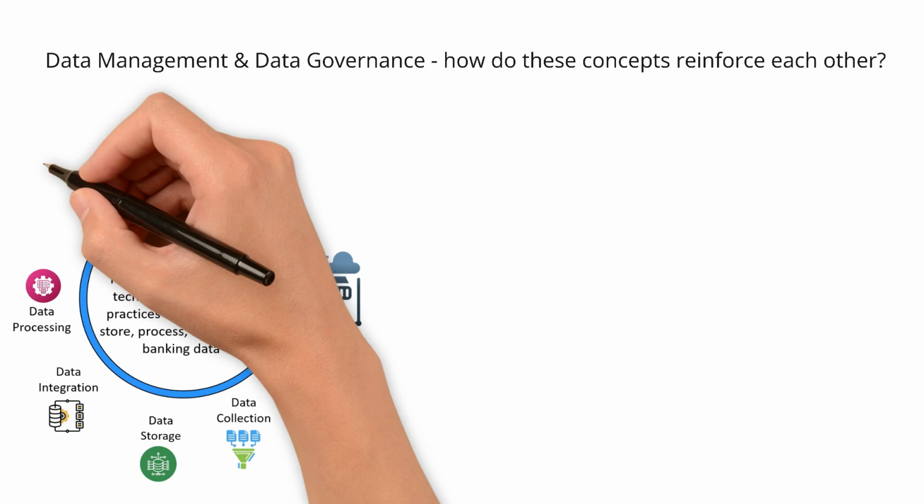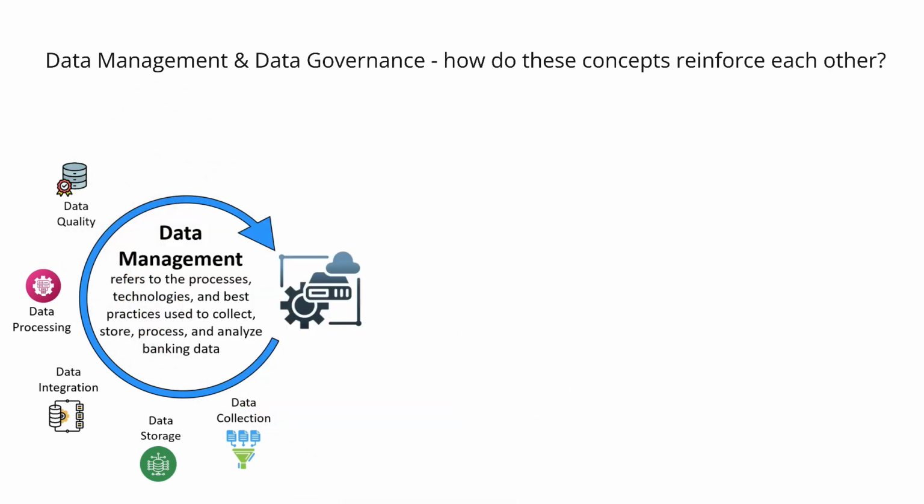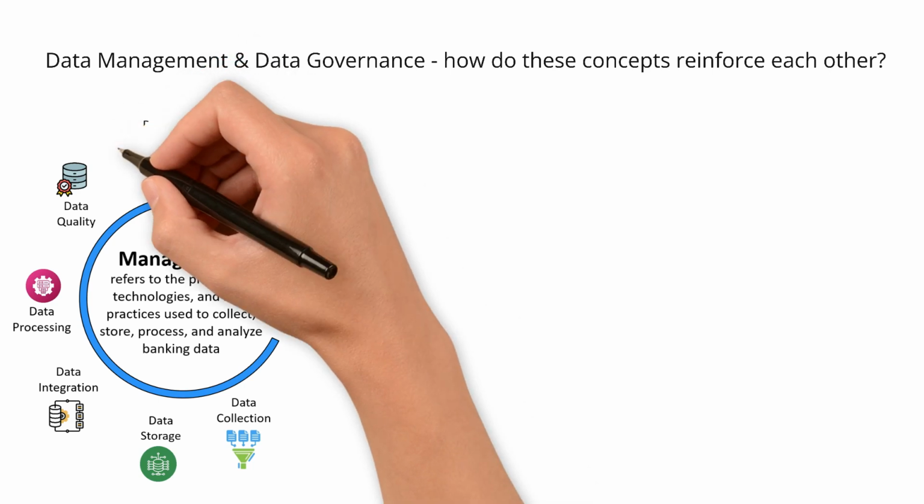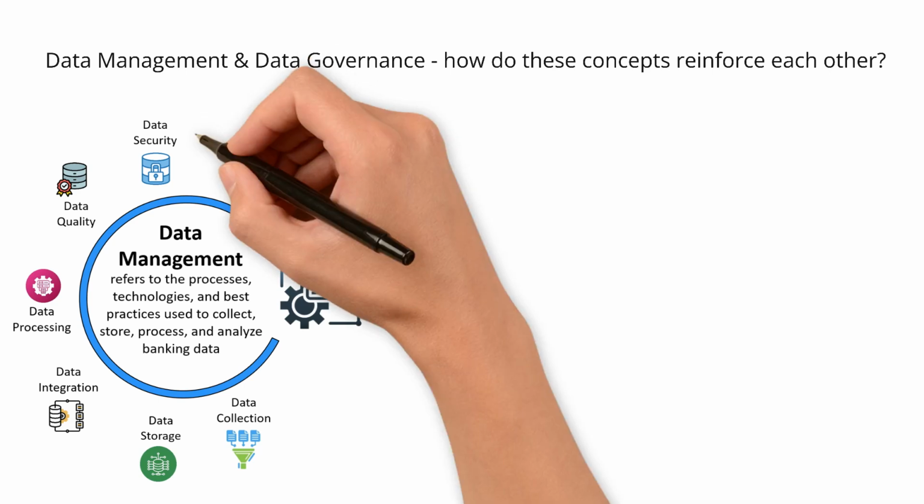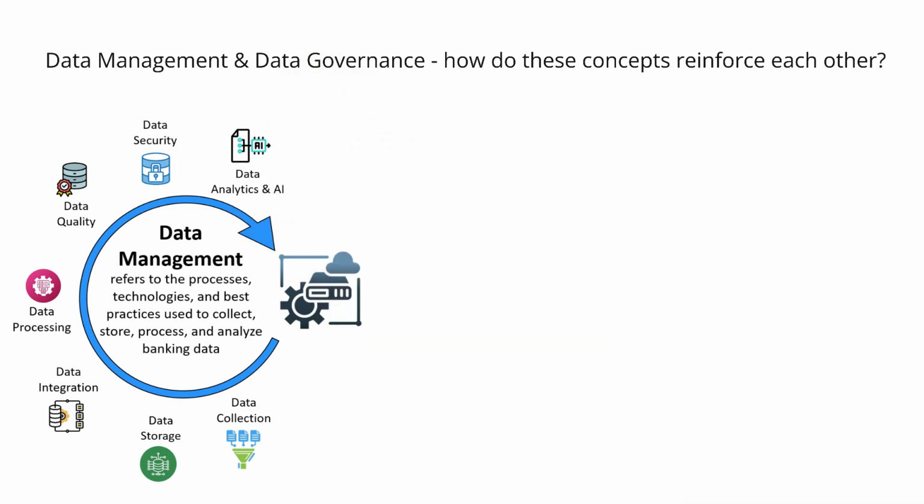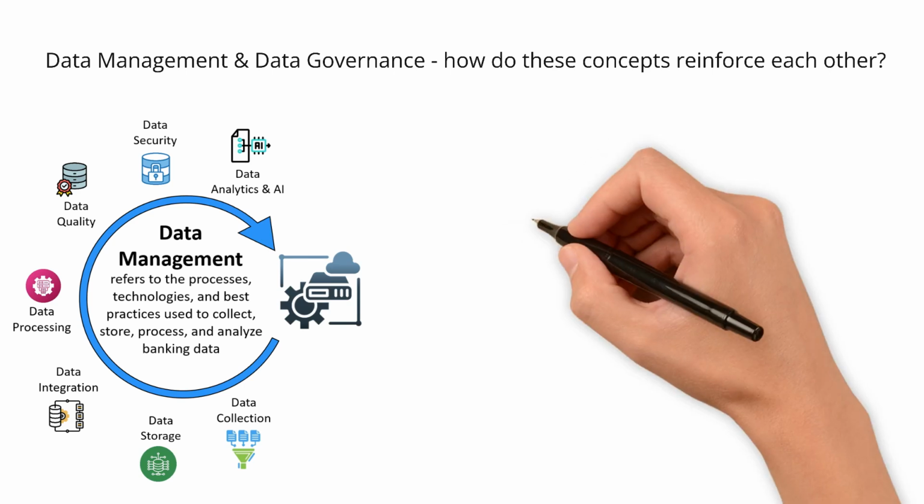Data quality: a DQ framework is ensuring accuracy, consistency, completeness, and timeliness of data, especially with respect to integration and processing aspects. Data security: protecting customer and financial data through encryption, access controls, and cybersecurity measures. And last but not least, data analytics and AI: leveraging business intelligence, machine learning, and AI to extract insights and detect fraud. Complementary to the fundamentals of data management, what are the fundamentals of data governance?